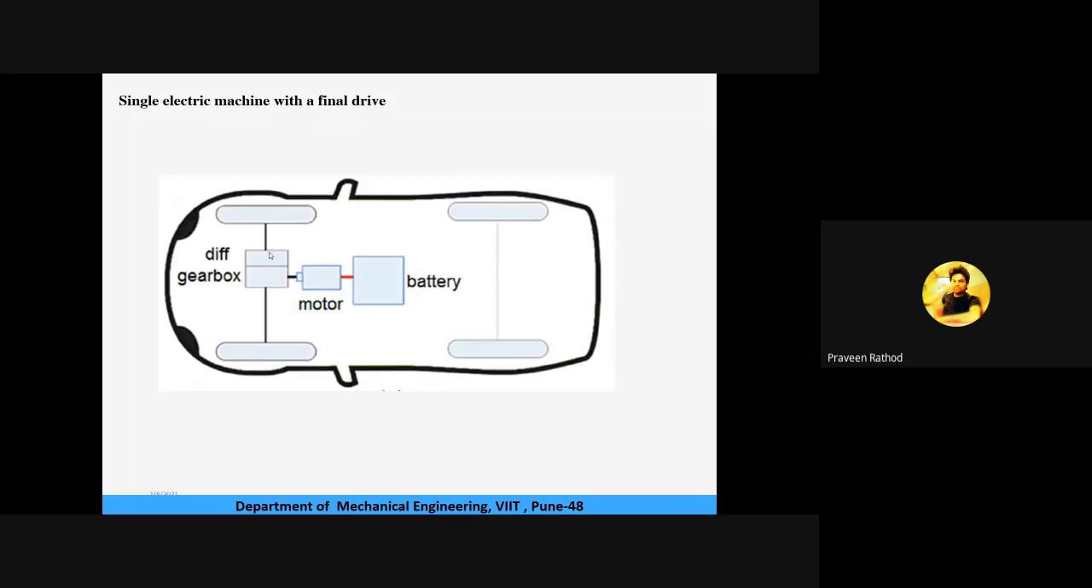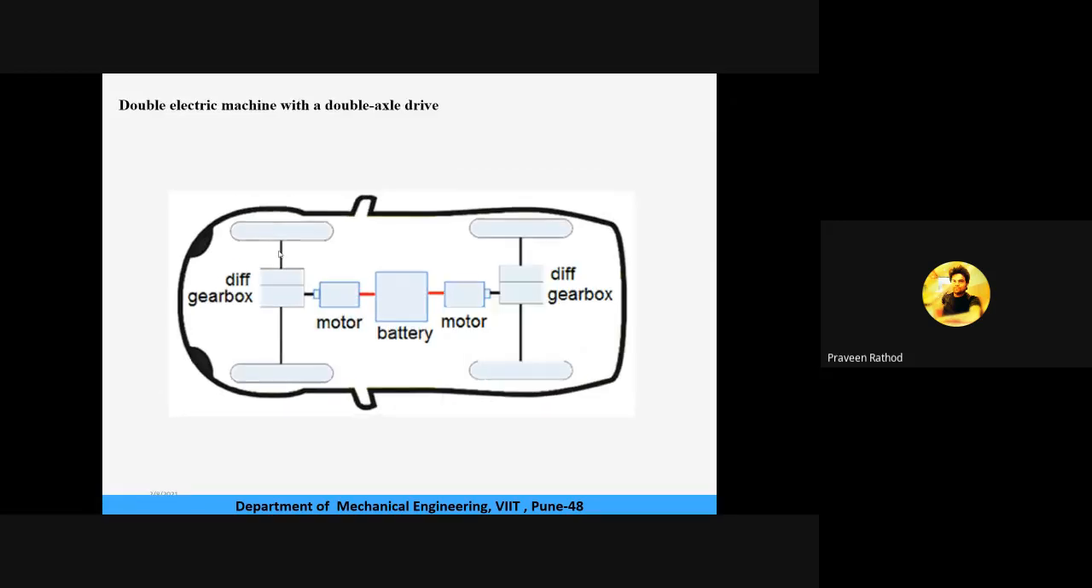This is the first topology of the electric vehicle machine. The second topology is the double electric machine with a double axle drive. You can see in the figure that double electric machine means we are using a motor over here and a motor over here. With a double axle drive, this axle has power, and this one also has power. It simply indicates a double electric machine with a double drive.